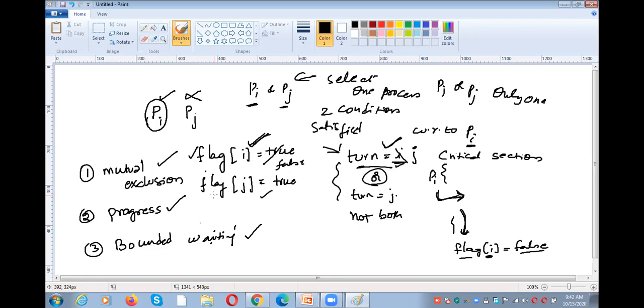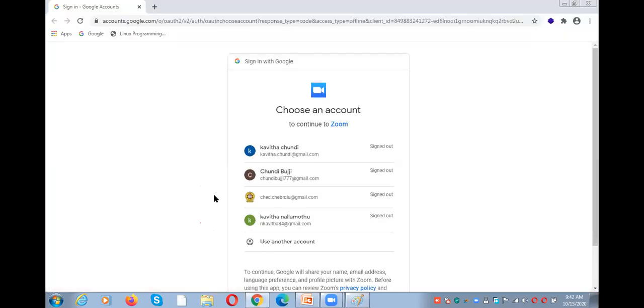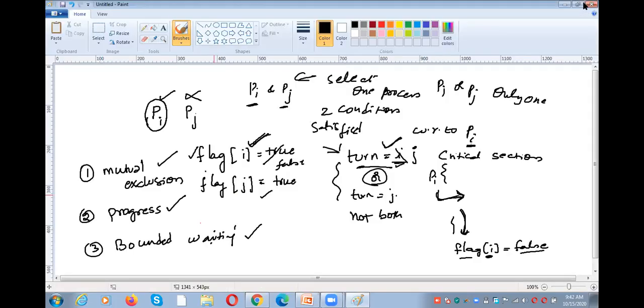So these three conditions are satisfied. So Peterson's solution is the best solution for the critical section problem. The solution has to satisfy the requirements, right?